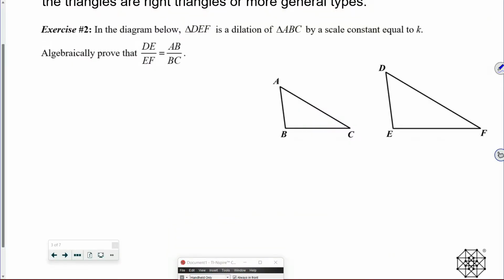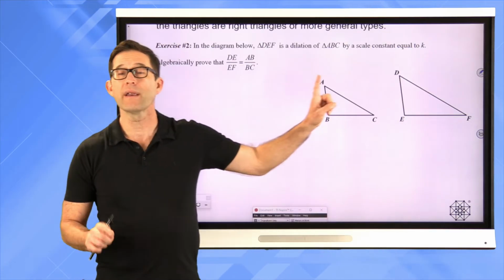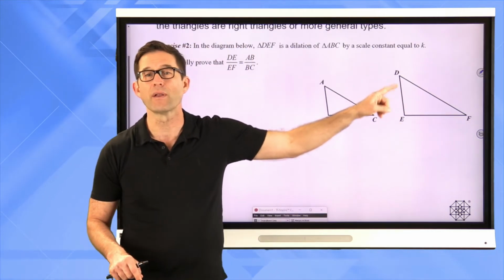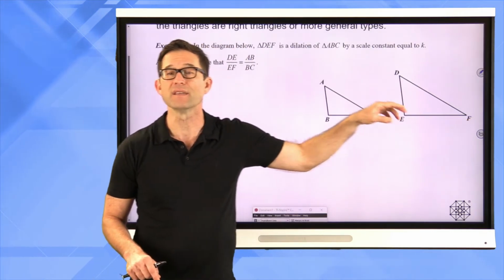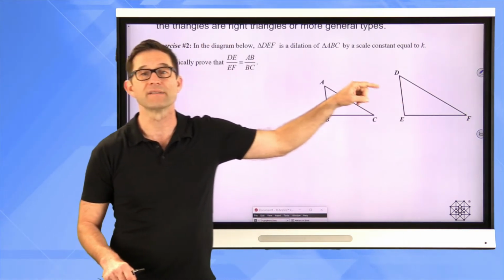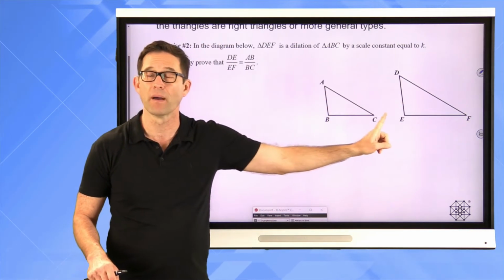In the diagram below, triangle DEF is a dilation of triangle ABC by a scale constant equal to K. Algebraically prove that DE divided by EF is equal to AB divided by BC. All right, so in other words, I want to now show that the ratio of similarly oriented sides, or relatively positioned sides, is equal between the two triangles. So if I do DE divided by EF, I get exactly the same thing as AB divided by BC.